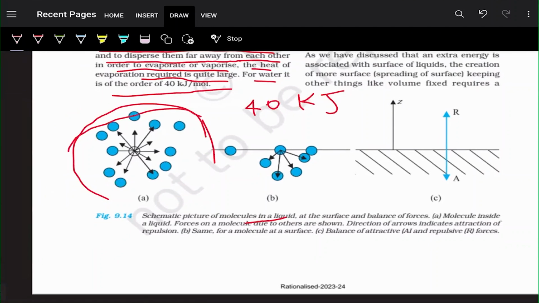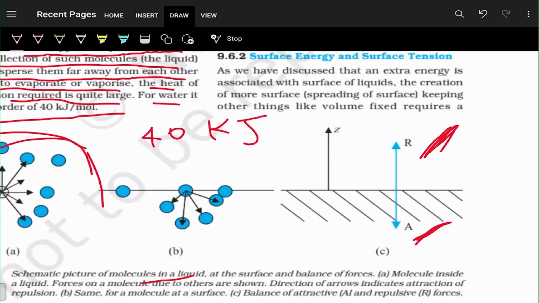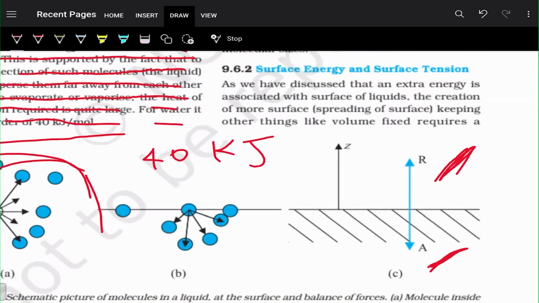Forces on a molecule due to others are shown. Direction of arrows indicates attraction or repulsion. Correct. Same for a molecule at the surface. See, balance of attractive and repulsive forces. You see this attractive force, and this repulsive force. Same, right? Yes. Okay, next we have to look at how we can connect surface energy and surface tension.